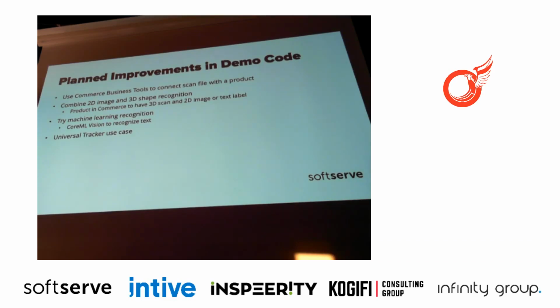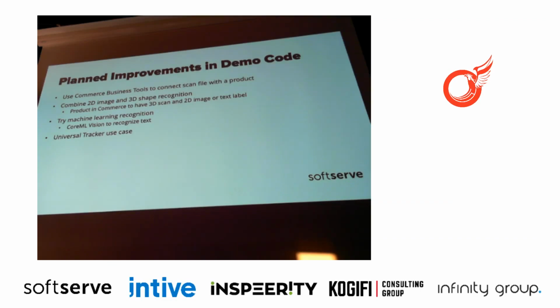Also, I want to combine recognizing 3D shapes with 2D images. For example, I could have two objects which have the same shape but different colors and some text, like the product ID or product name, and recognize both the name and the shape.